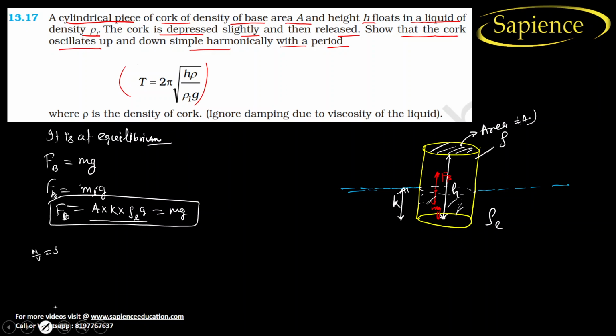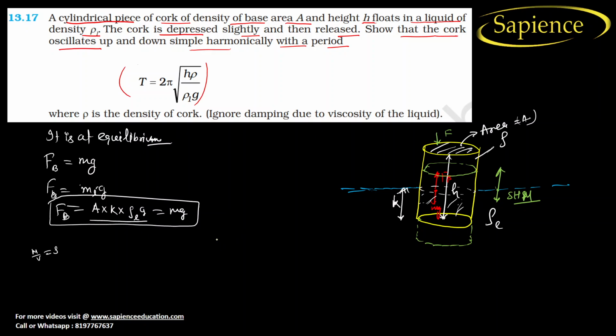Now let us do one thing. In the question they have written that the cork is depressed slightly. When it is depressed slightly, let us consider the cork goes inside, so the new position will be this. When you leave it, it will come up and down, and it will create an S.H.M.